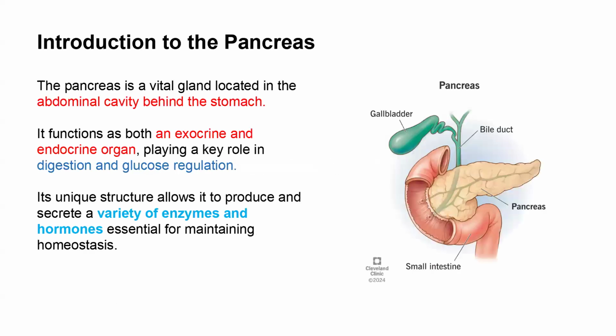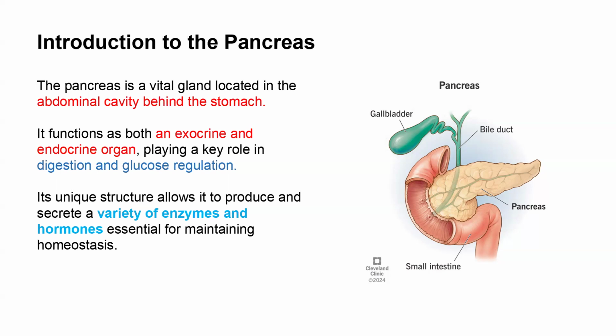So now, what is a pancreas? A pancreas is a vital gland located in the abdominal cavity behind the stomach. Very importantly, ladies and gentlemen, you should understand that the pancreas is one of the very vital glands found in the abdominal cavity behind the stomach, and it functions as both an endocrine and an exocrine gland.